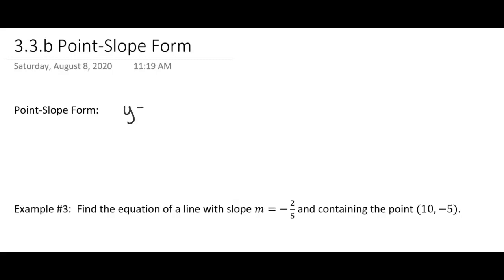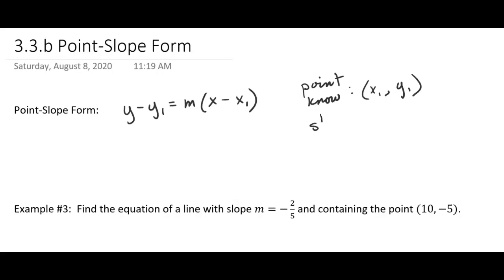Okay, and that form looks like this. y minus y sub 1 equals m times x minus x sub 1. So notice that you have a y sub 1 and an x sub 1. That's the point that you know. So the point that they tell you, that's going to be the x sub 1 and the y sub 1.